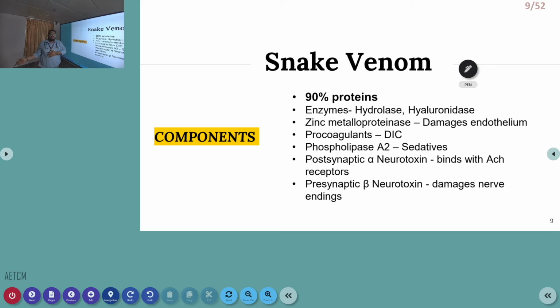And when you come to neurotoxicity, again the problem can start with the respiratory failure, and you can have the classical broken neck sign. We'll go through the pictorial representation. In a very small group of patients you can have both neurotoxicity and hemotoxicity, most commonly seen with Daboia russelii, that is Russell's viper envenomation.